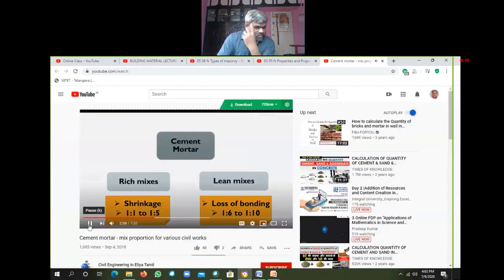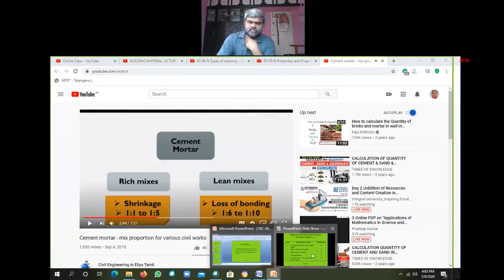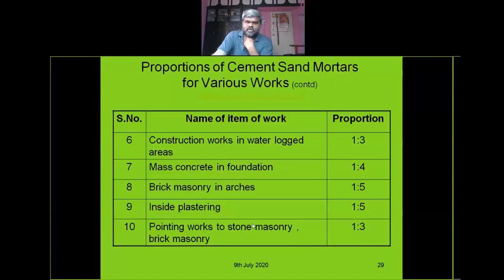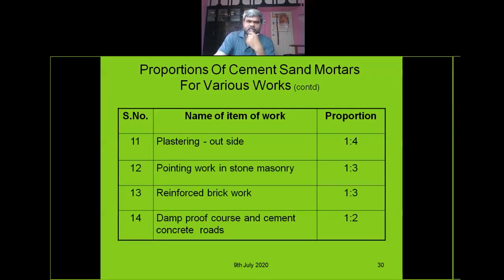So let us continue the class, and after ending of the slides, we will see again this video if time permits. Yeah, these are the various purposes of cement mortar and proportions of cement mortar. For plastering outside, 1:4, and pointing work in the stone masonry, 1:3. Reinforced brickwork is 1:3. For damp proof courses, here it is a rich mix, 1:2.